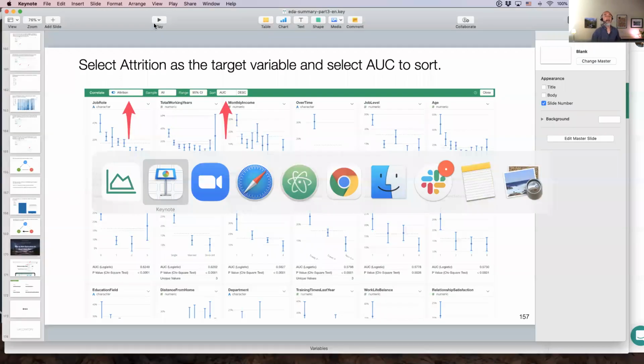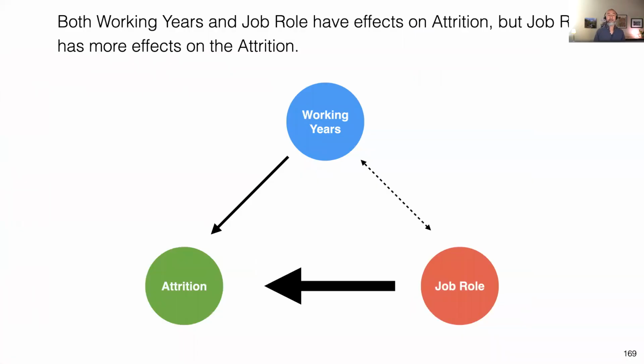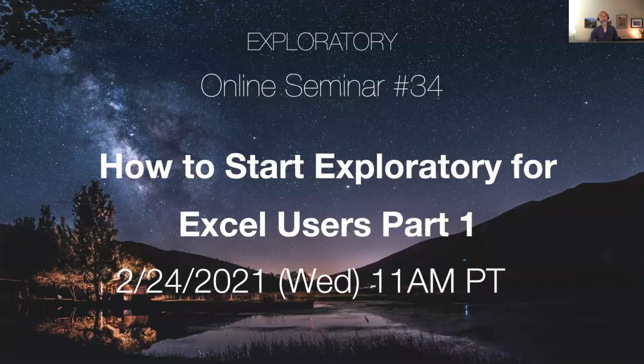So what we found is, okay, working years and job role, both of them have an effect on attrition, but it seems job role has much more effect on attrition. So these are the kinds of things you can do with EDA, or exploratory data analysis. In this episode, we focused on the categorical, specifically the logical variable. Okay, so that's it for today.